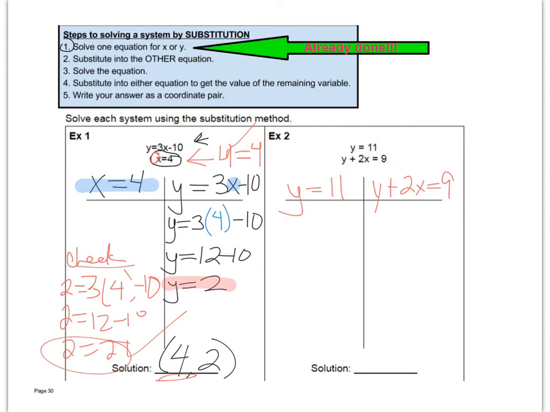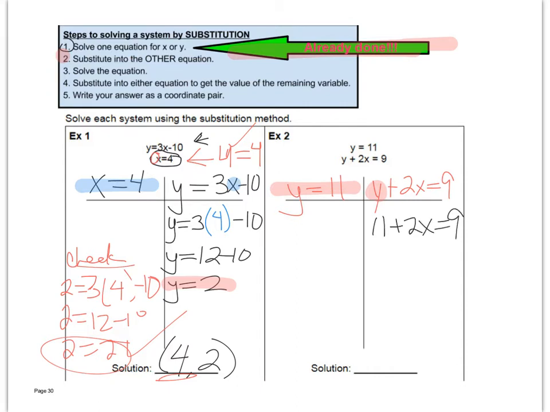But in this one, again, this first step is already done. We have what y equals. We know what y equals. So over here, where we see a y, we can put in the 11. We know y equals 11. So that's the second step. Substitute into the other equation. So we're going to replace our y with an 11.